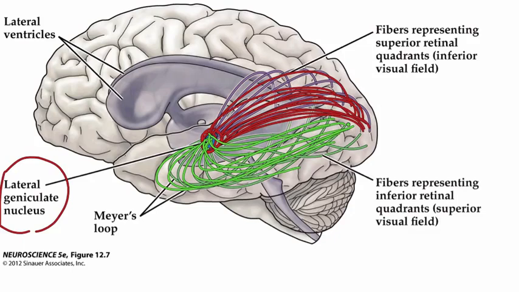Now, this more temporal sweep of the optic radiation has a special name. We call this Meyer's loop. So when you hear the term Meyer's loop, think about this temporal portion of the optic radiation.